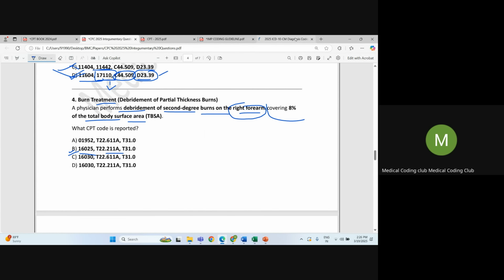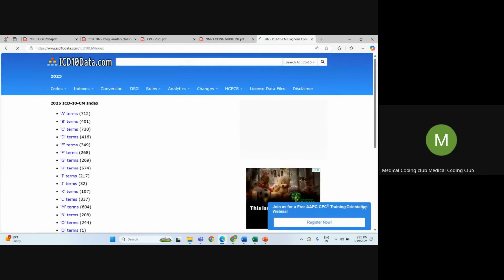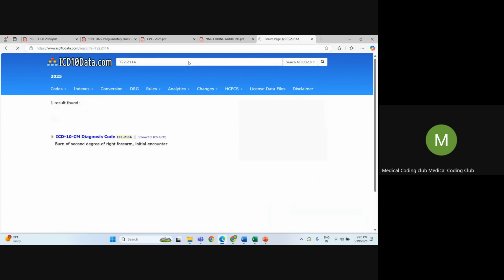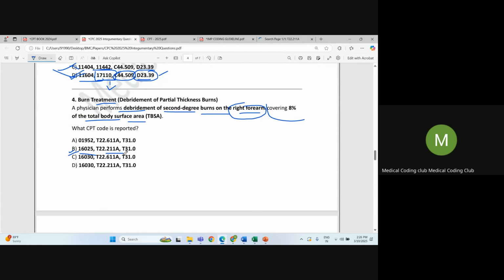16025, T22. Yes, option B is correct. 16025, this option B is correct for the fourth question.